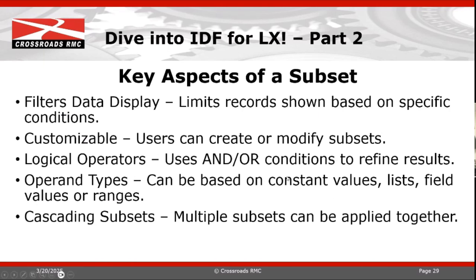Logical operators, right? We use and or conditions to refine results. There's many operand types, constant values, lists, field values, or ranges that you can kind of use to skinny your query down. And then finally, cascading subsets. Multiple subsets can be applied together, and we'll give you an example of that in a moment.